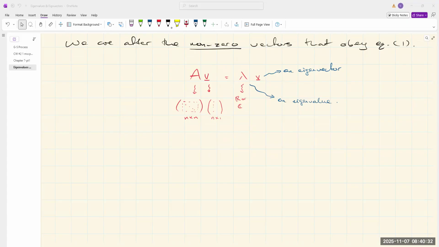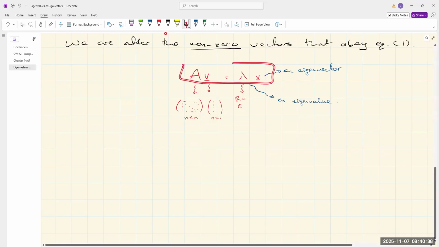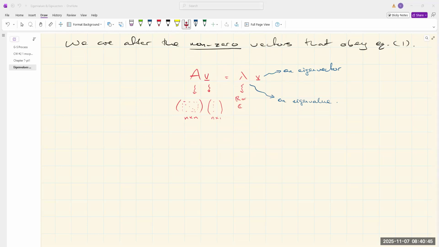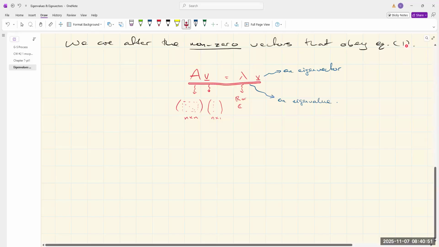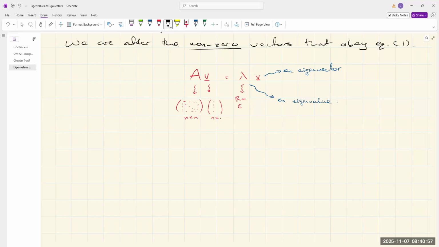So before we go back into the slides, just one more thing I want to mention. I said that this equation here is the central equation in this section, AV equal lambda V, right? So essentially what we have to do is solve this equation for V and for lambda. And of course, A is a square matrix, and V is a column vector. Lambda is just some real or complex number, right?